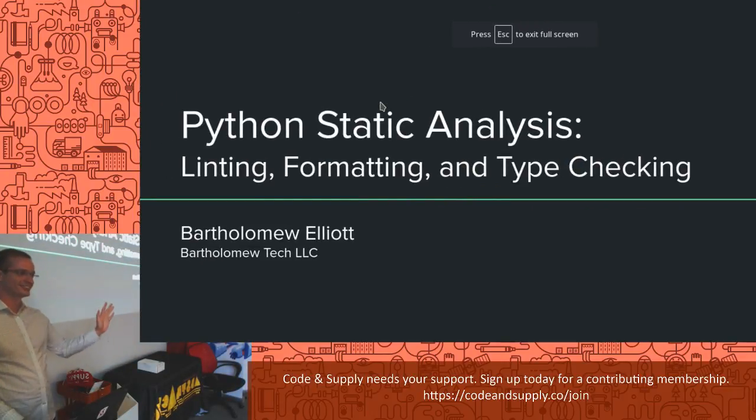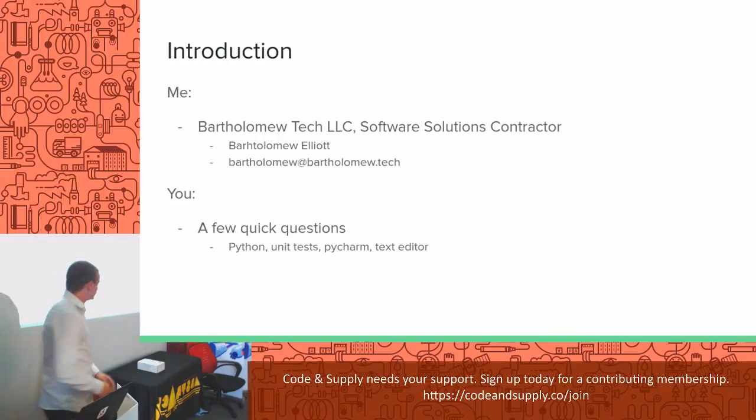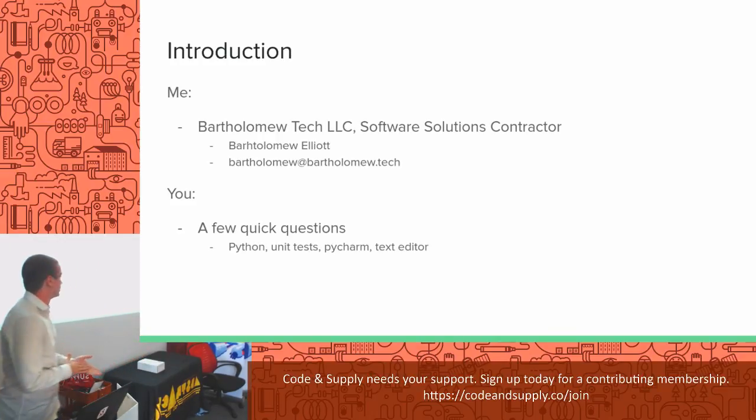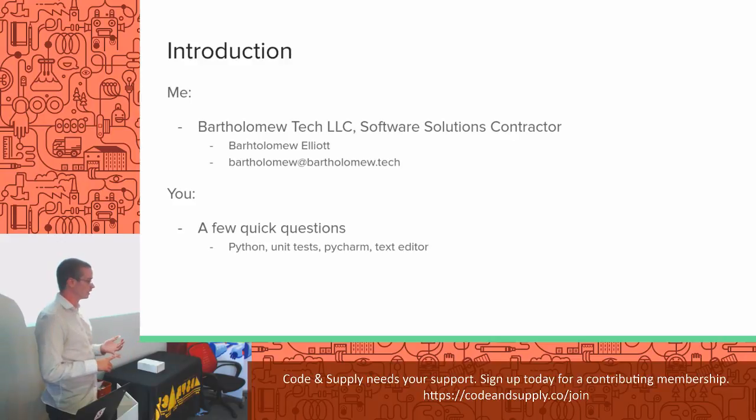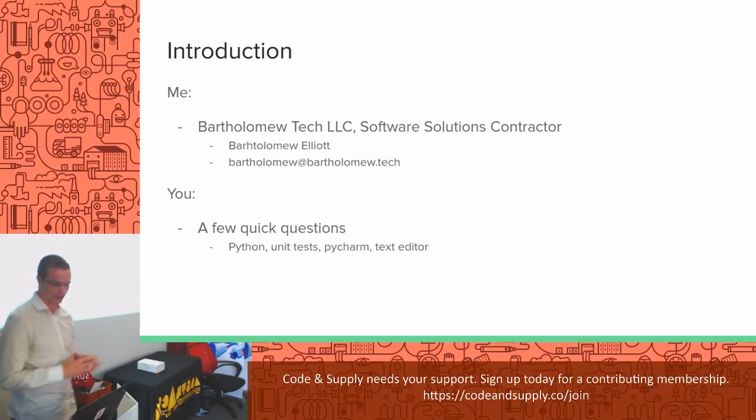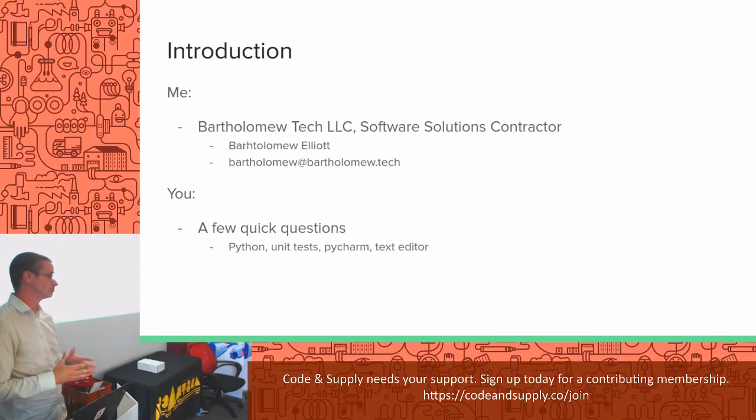So, hello. Real quick, something about me. My name is Bartholomew Elliott. Right now, I'm at Bartholomew Tech LLC as a software solutions consultant, contractor. There's my email if you want to email me. Most of my experience has been in a couple of different types of technologies: Scala, Python, and Ruby on Rails, a couple of different parts of the stack. But I've been writing Python code for maybe 5 or 6 years, maybe 6 or 7 now. That's a little bit about me.